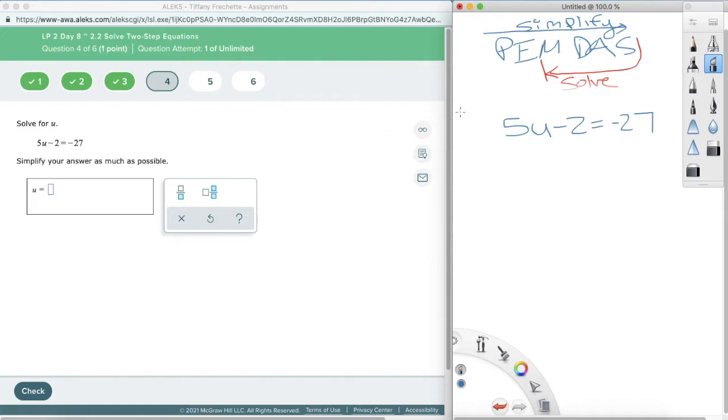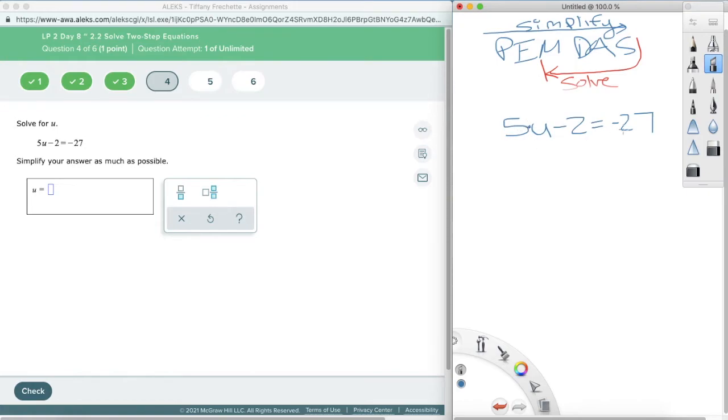So again, if we go through our PEMDAS, I don't have parentheses. I don't have exponents. I do have multiplication and division, but I can't do anything with this multiplication. I do have a subtraction here, but I can't necessarily do anything to simplify it yet. So I can't actually subtract it from 5 because 5 is being multiplied.